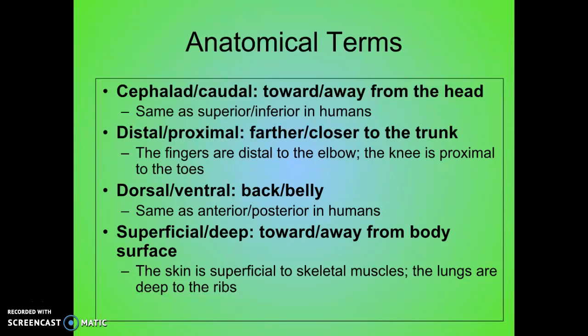Dorsal, ventral, these are words I will use a ton during dissection. You should highlight, underline, star these. Same as front and back or anterior, posterior in humans. And then superficial and deep means towards and away from the body surface. So the skin is on the surface, that is superficial to your muscles. The lungs are deep to the ribs. So the lungs are more inside the body than the ribs are. And that would make sense because the ribs are protection for the lungs.